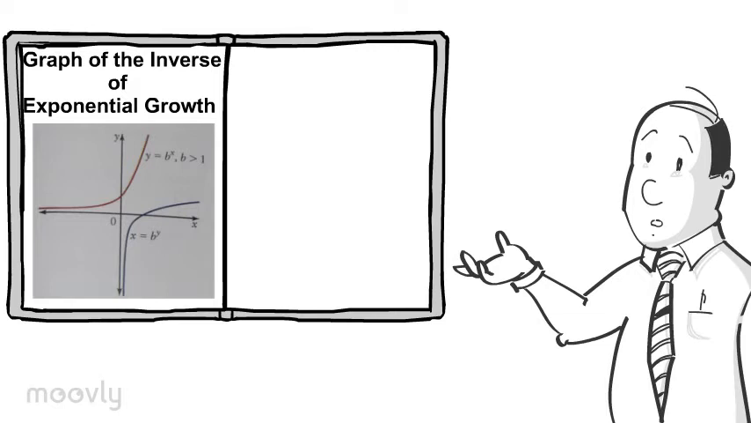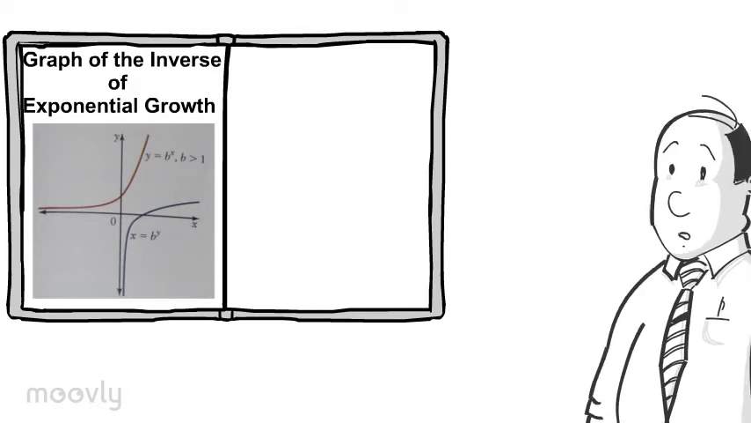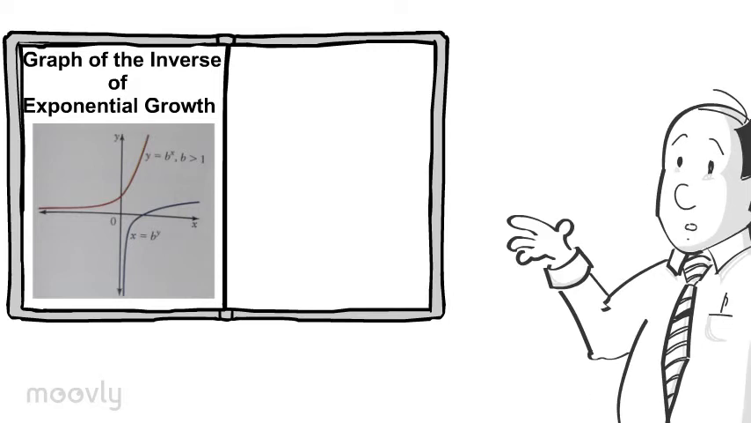As you can see, the inverse of the function is a reflection of the exponential function on the y is equal to x line. The inverse function is also located on the right of the y-axis and has a vertical asymptote at y is equal to 0.